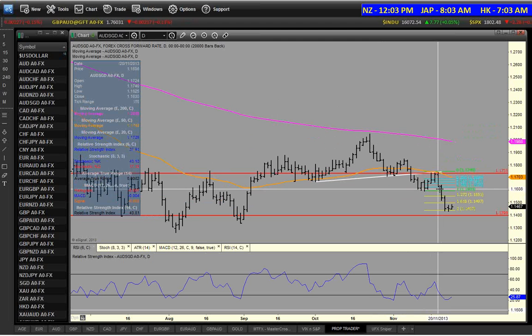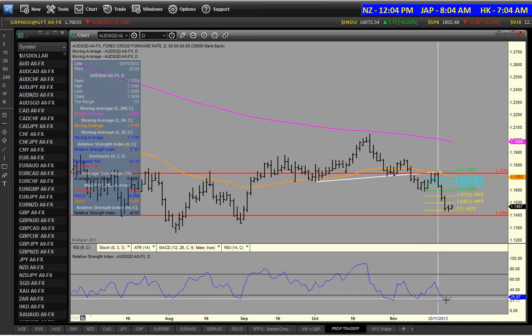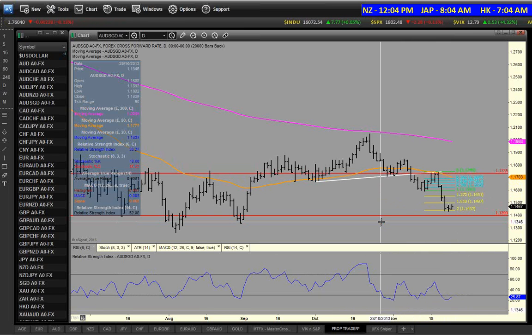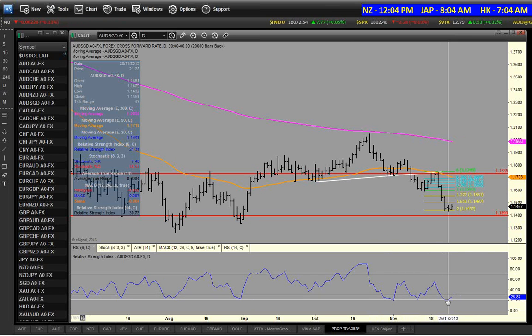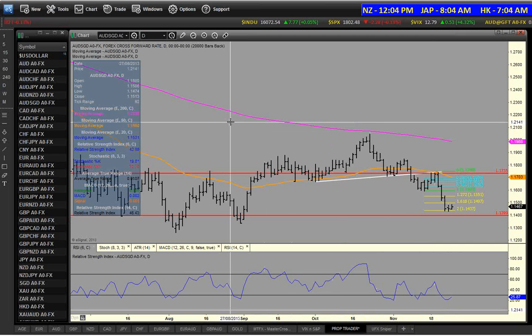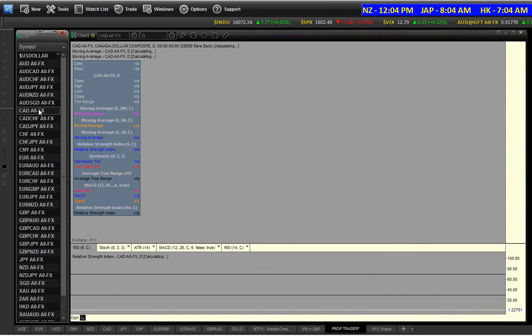Cracking. Another one, not quite divergent yet. Well, Class C, you'd say. That's a great retest there, wasn't it? Yeah, need to see a little bit more buying, but it's the same as the Aussie dollar.